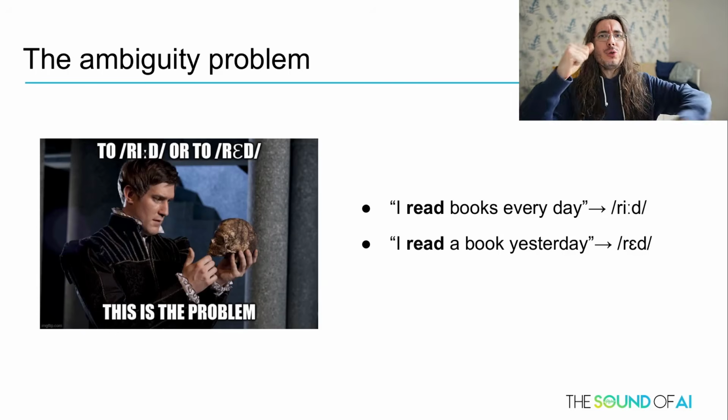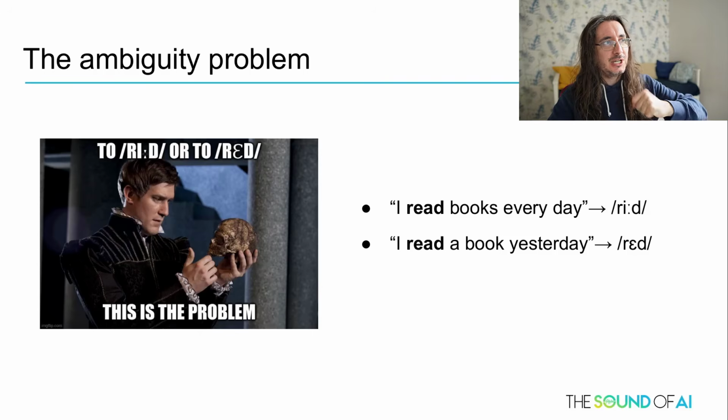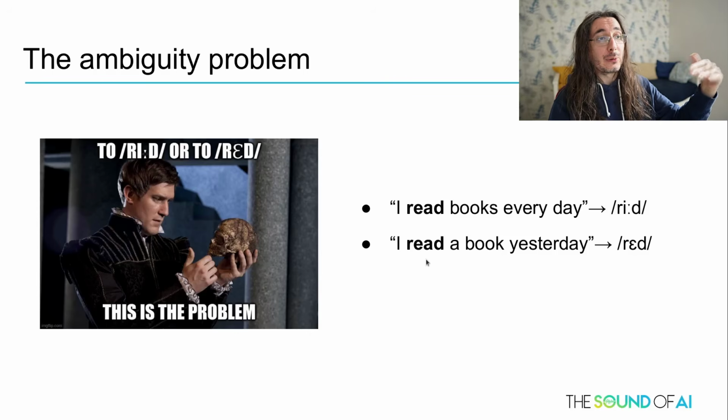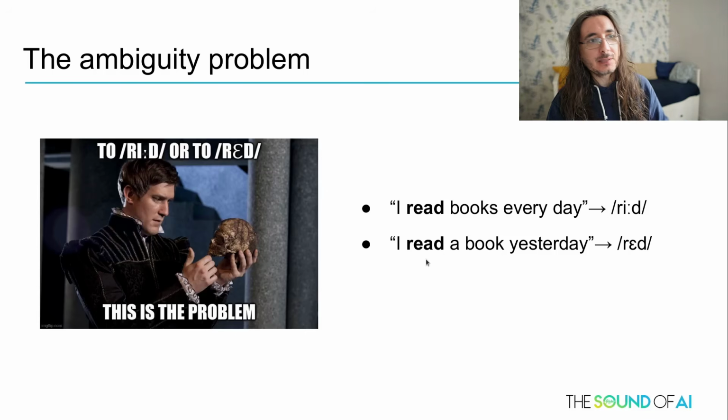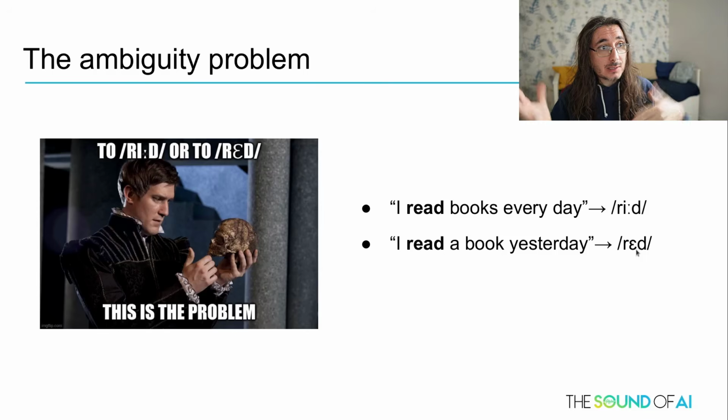Okay, now let's go back to the ambiguity problem, and let's take a look at this sentence in particular. I read books every day. The spelling is read, as we have the word there in bold. The pronunciation is read. And in the second sentence, I read a book yesterday, and you see the phonetic transcription there. Yes, there's ambiguity there, and we already saw this one, right?